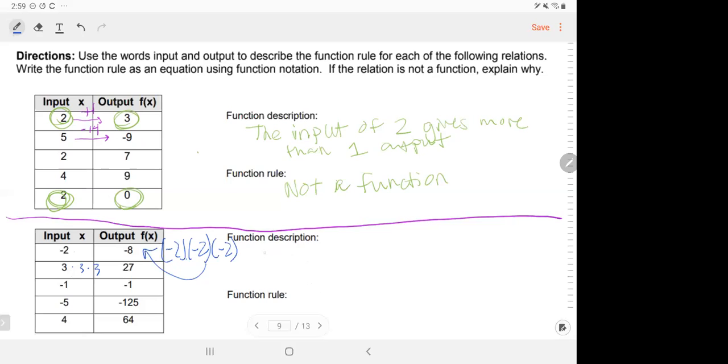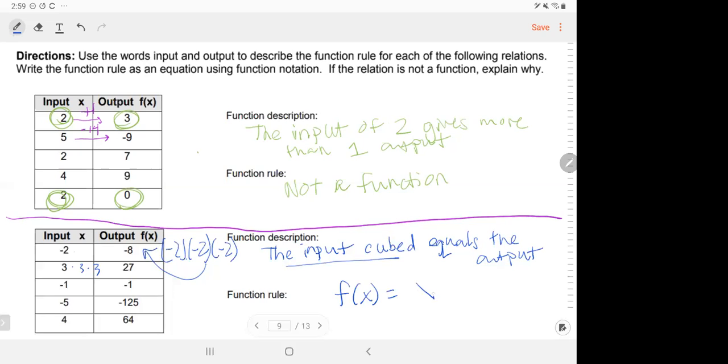So for the function description, I could say the input cubed equals the output. And the function rule, f of x is the output. That will equal the input cubed. So the input is x, and we are cubing that.